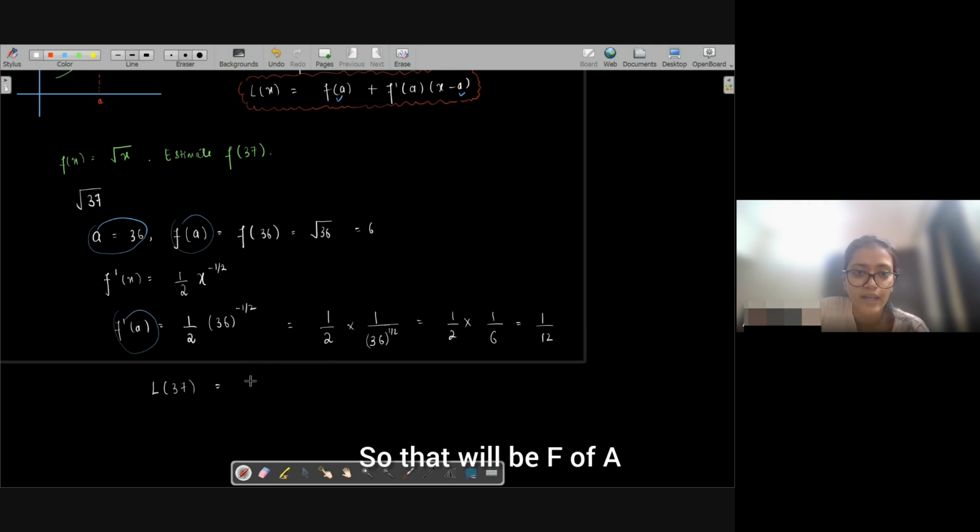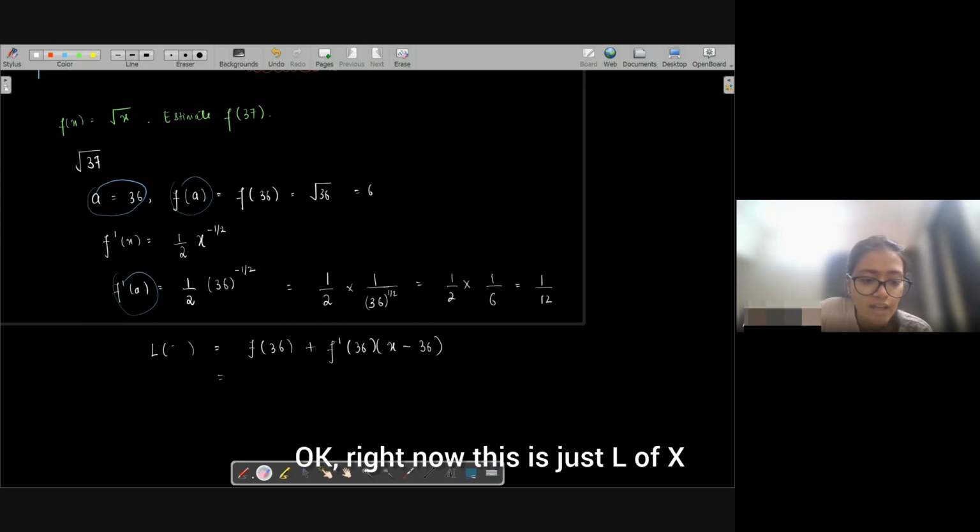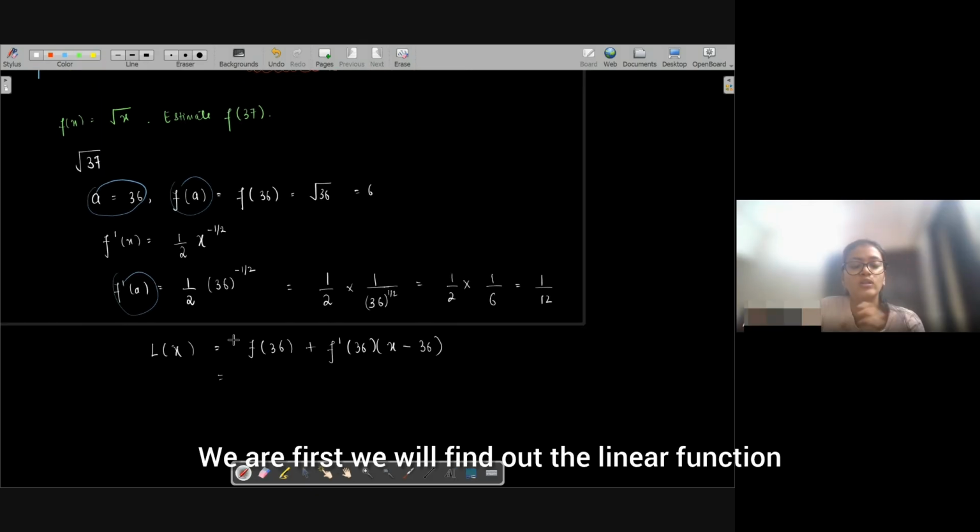So L of x. Now instead of saying L of x, we can say L of 37. So that will be f of A, so f of 36 plus f prime of 36 times x minus A, 36. Right now this is just L of x. We will find out the linear function.